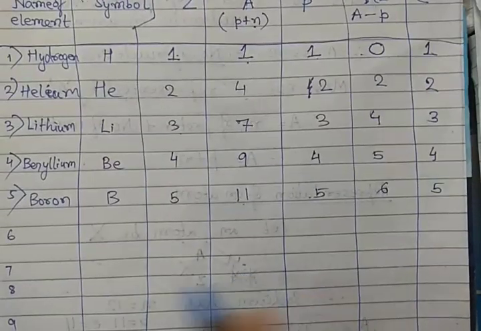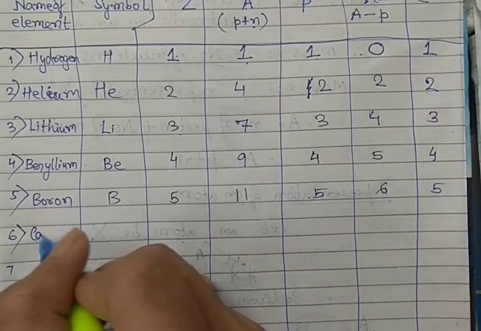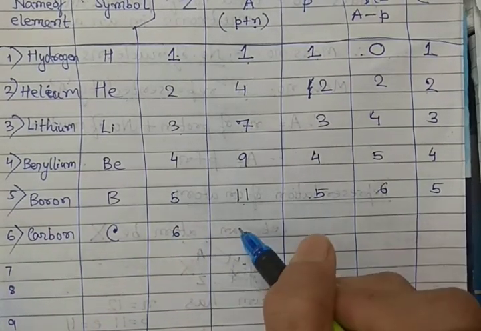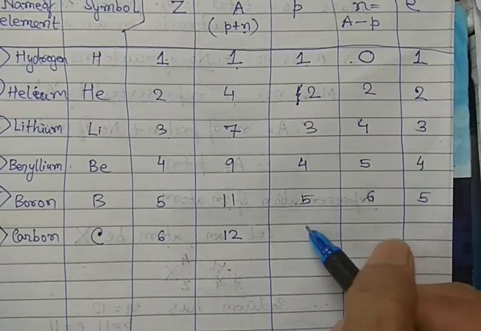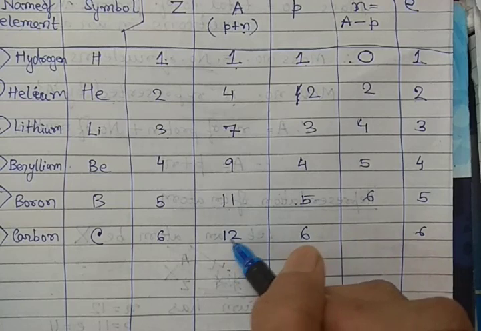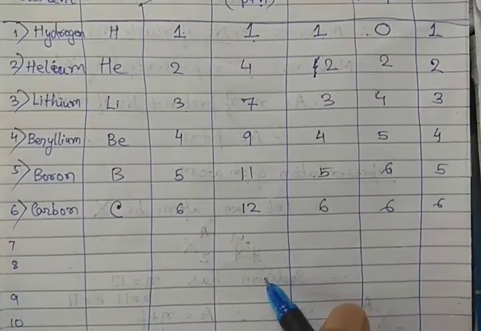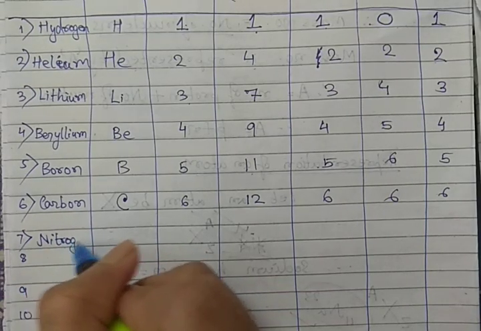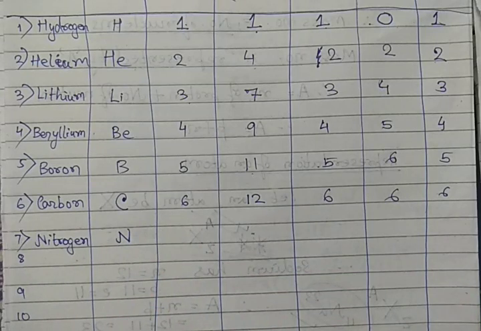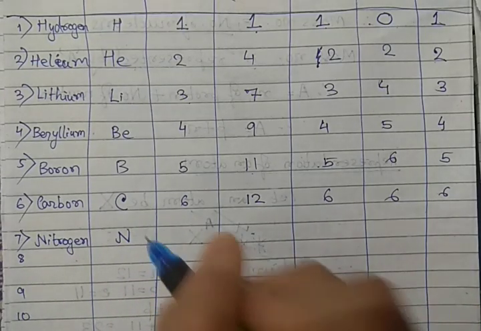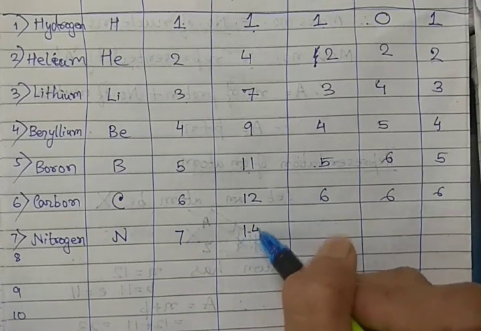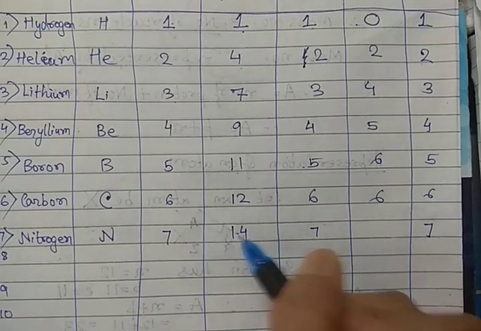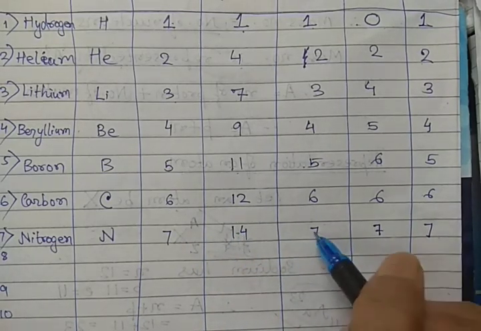Clear? After boron comes carbon. Carbon is represented by capital C. Okay, its atomic number is 6 and its mass number is 12. So number of protons is 6, number of electron is 6, and this is 12 minus 6, 6. Clear? After carbon, the 7th element is nitrogen. In case of nitrogen, the representing symbol is capital N. What is the atomic number? 7. The mass number is 14. So number of protons 7, number of electrons 7, and number of neutrons is 14 minus 7, which is equals to 7. Clear?